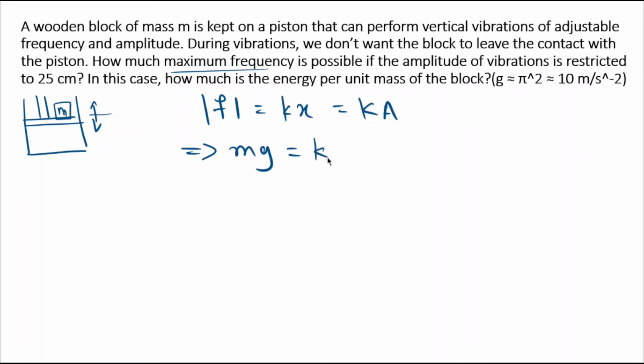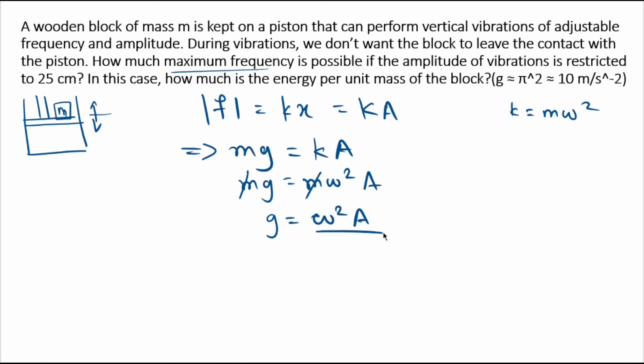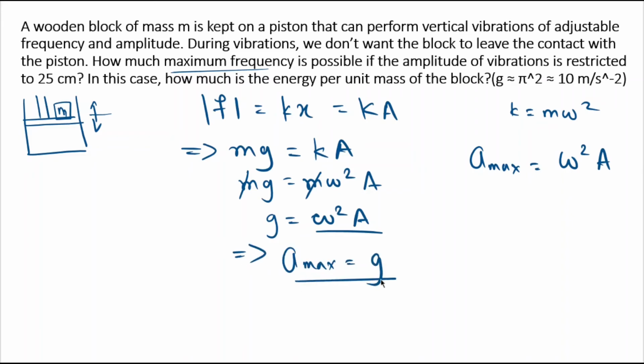If that is the condition, then only they will stick together, which implies that mg should be equal to the restoring force kA. Now we can say that k is m omega square. So we can write this as mg equal to m omega square A. m cancels, so we get g equal to omega square A, and we know that the maximum acceleration a max has the expression omega square A, which implies the maximum acceleration a max is equal to only g. That is, the maximum acceleration with which the piston should come down should be equal to the acceleration due to gravity for the wooden block to stick to it.